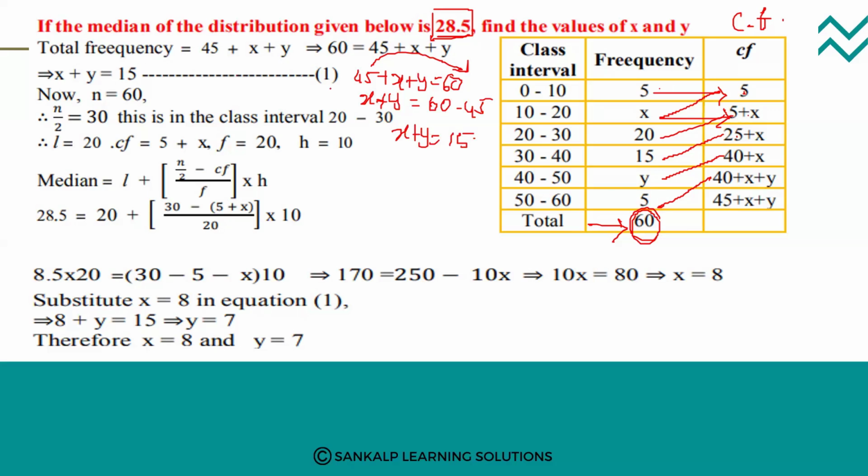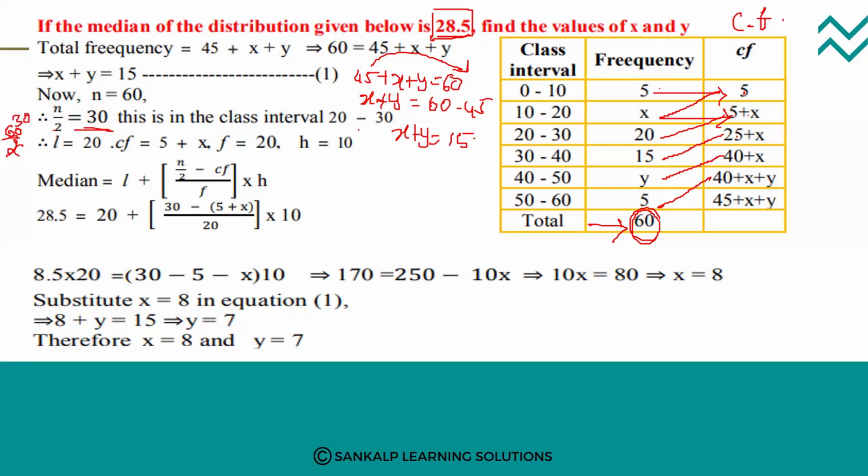This is equation number 1. Now, the total frequency they have given. So here the total frequency can be considered as n, small n, right? Small n they have given, that is 60. So n by 2 value is 60 divided by 2, which is 30.